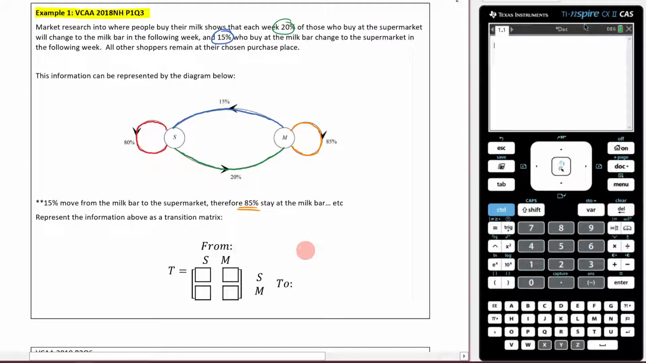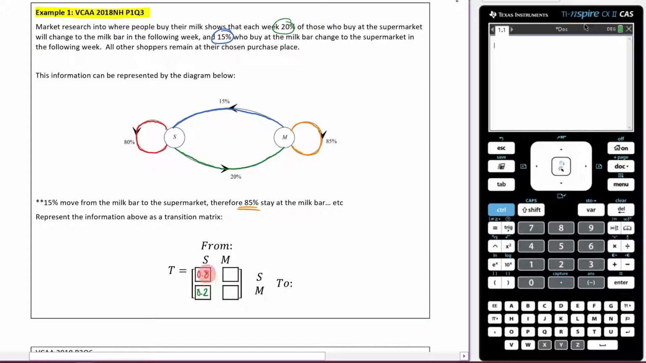Now let's see if we can create a transition matrix which represents this information. First things first, if I start at the supermarket, how many return to the supermarket? So this S to S here, how many go from the supermarket to the supermarket? That's going to be 80%, so 0.8. How many begin at the supermarket and make their way to the milk bar? Supermarket to milk bar, that's going to be 0.2.